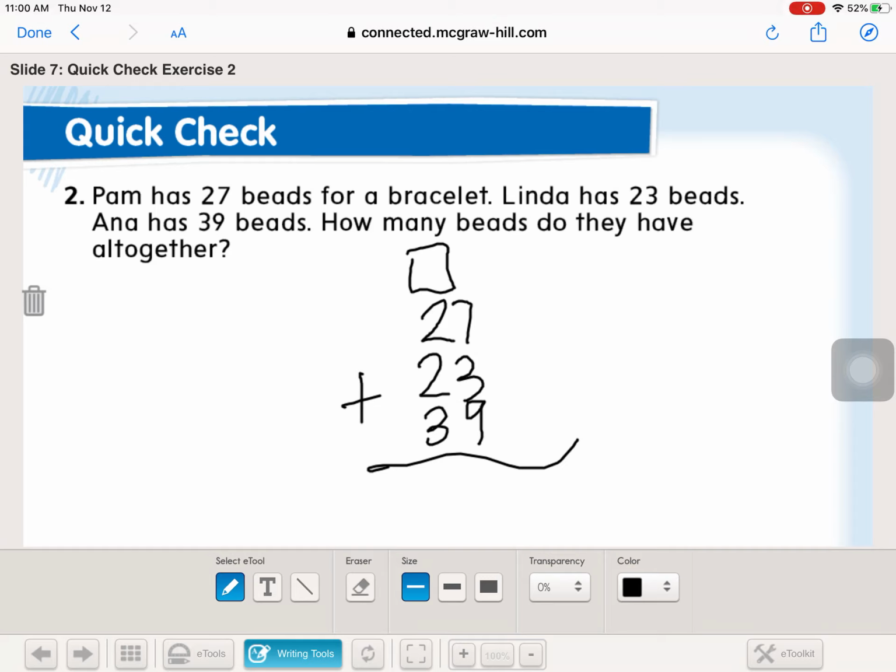Okay, so we can choose 2 to add together first. I'm going to go with 7 and 3 because those are a 10 pair. 10 plus 9 is 19. 9 ones, 1 ten. 2 plus 2 is 4. Plus 3 is 7. Plus 1 is 8. So 89 beads.